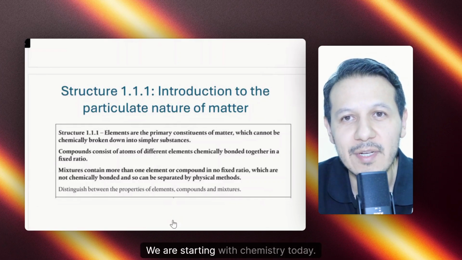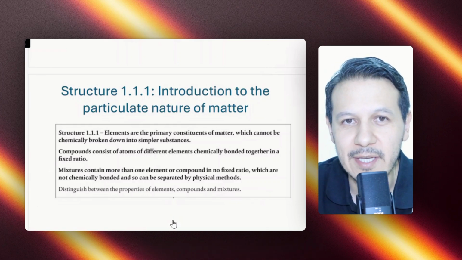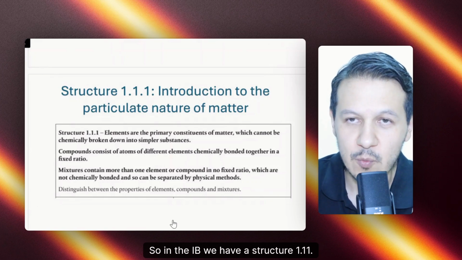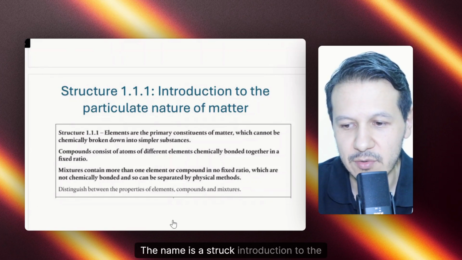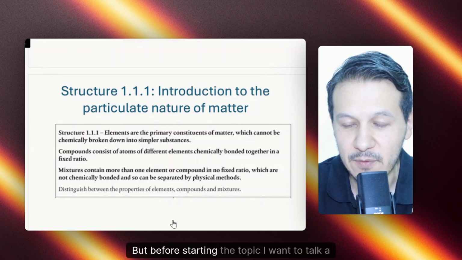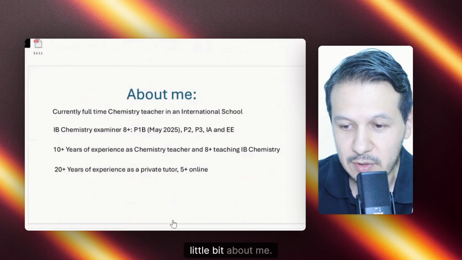Hello guys, we are starting with chemistry today. So in the IB, we have structure 1.1.1. The name is Introduction to the Particulate Nature of Matter. But before starting the topic, I want to talk a little bit about me.